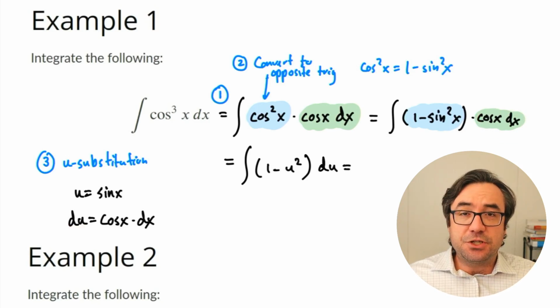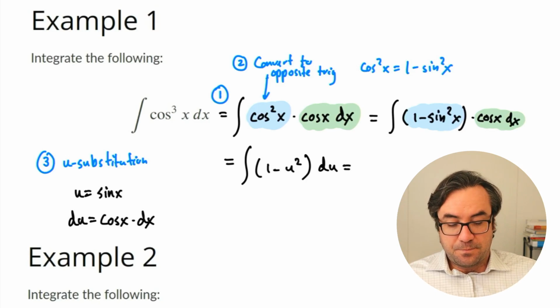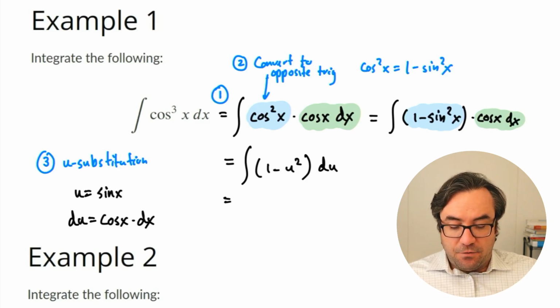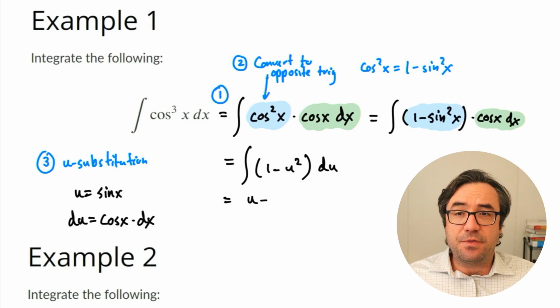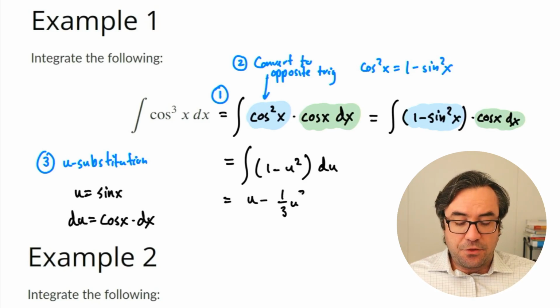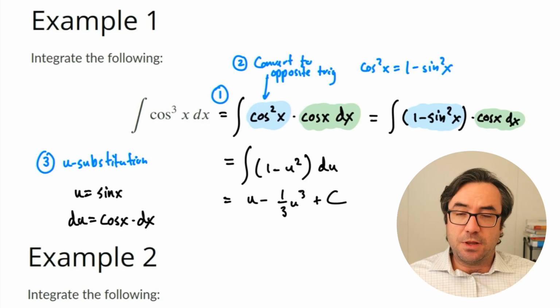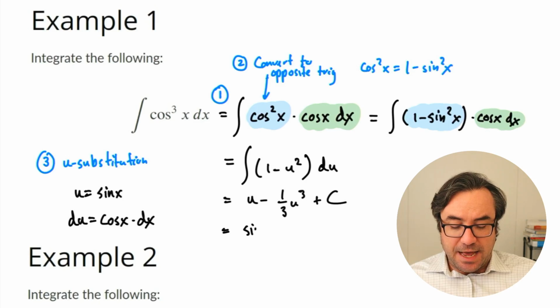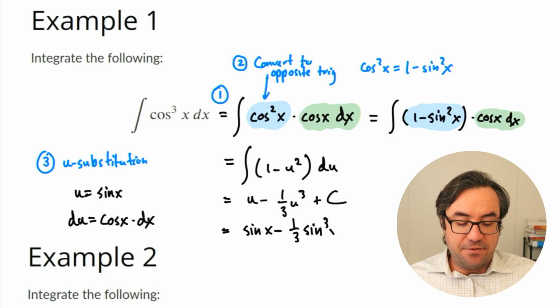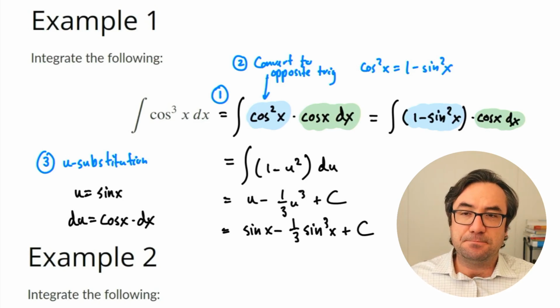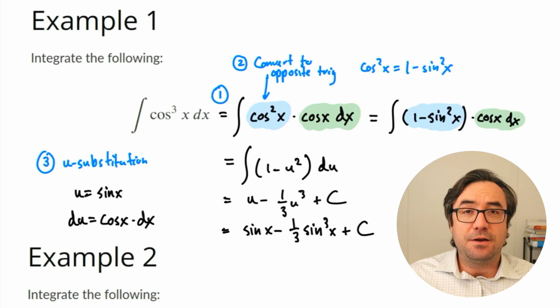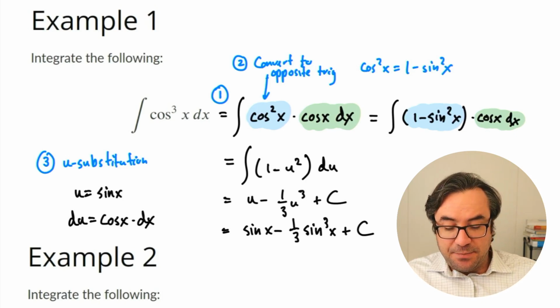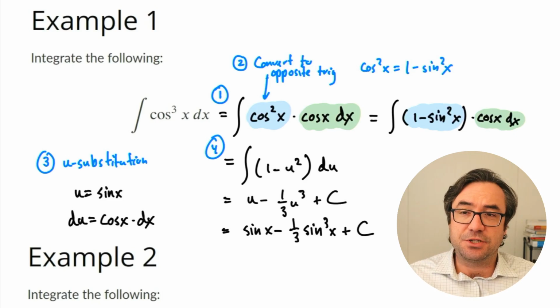And then if we finish the integration, the antiderivative of 1 is u. The antiderivative of the minus u squared is negative 1/3 u cubed. We throw on our plus c because we're doing an indefinite integral. And then finally, we convert back to x. So we get sine x minus 1/3 sine of x cubed plus c. And there's our answer. So the last step here is just to finish all the integration. So do the u integral.